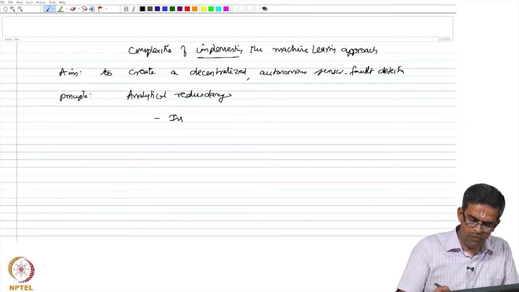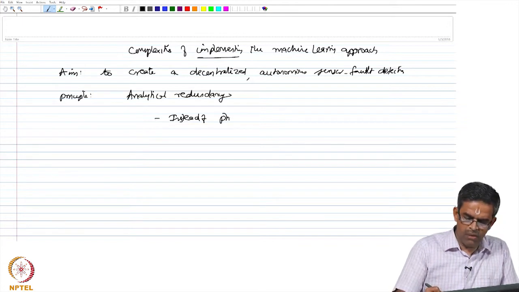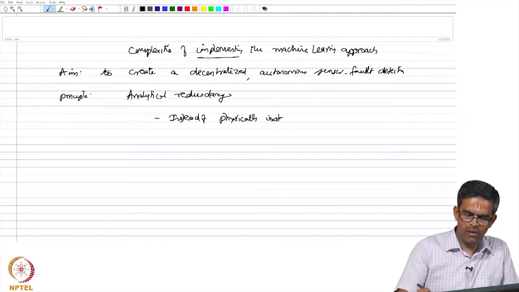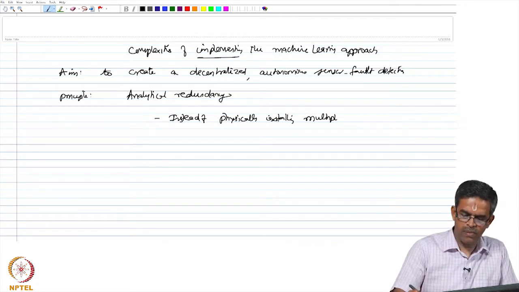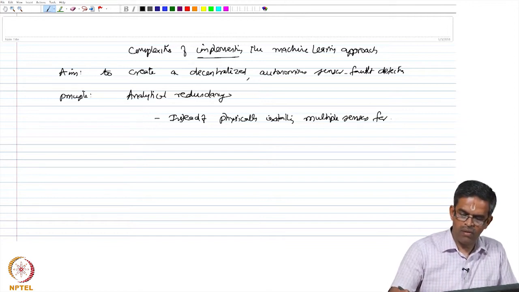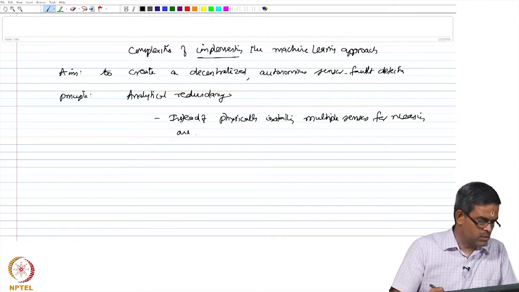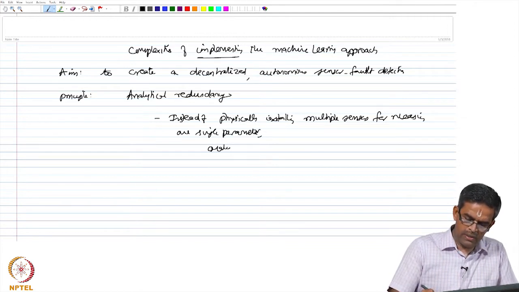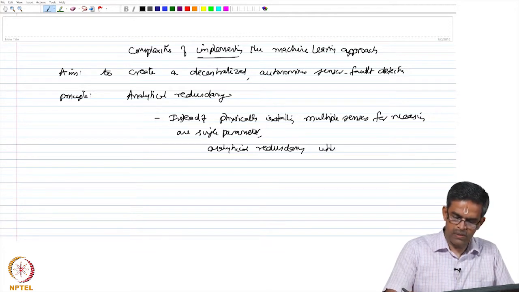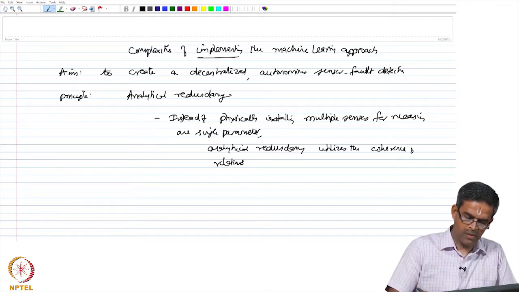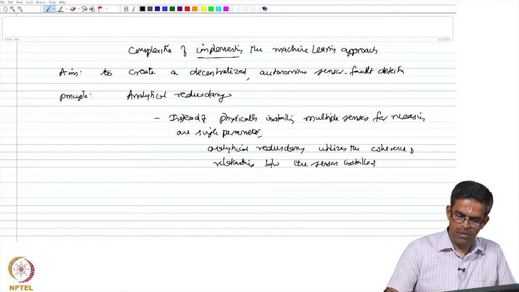so what we do is, instead of physically installing multiple sensors for measuring one single parameter, analytical redundancy utilizes the coherences and relationships between the sensors installed in the structure.